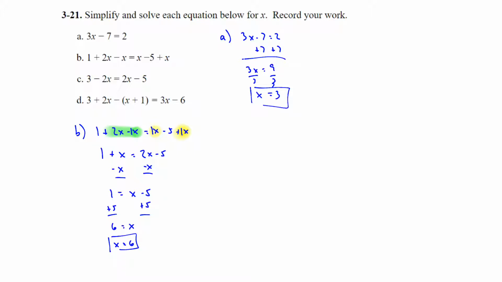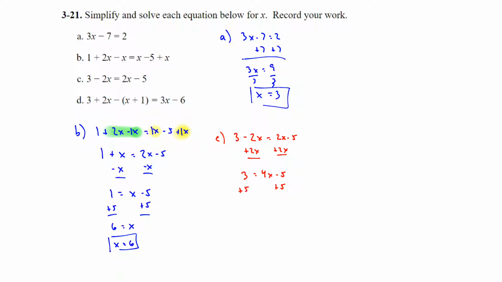And then remember, if we wanted to check our work, we would plug them back in for the values of x, and then simplify both sides of the equation to see that they are equivalent. On C, we have 3 minus 2x is equal to 2x minus 5. So the left and right are already simplified, so I'm going to go ahead and add 2x to both sides. So that gives me 3 is equal to 4x minus 5.